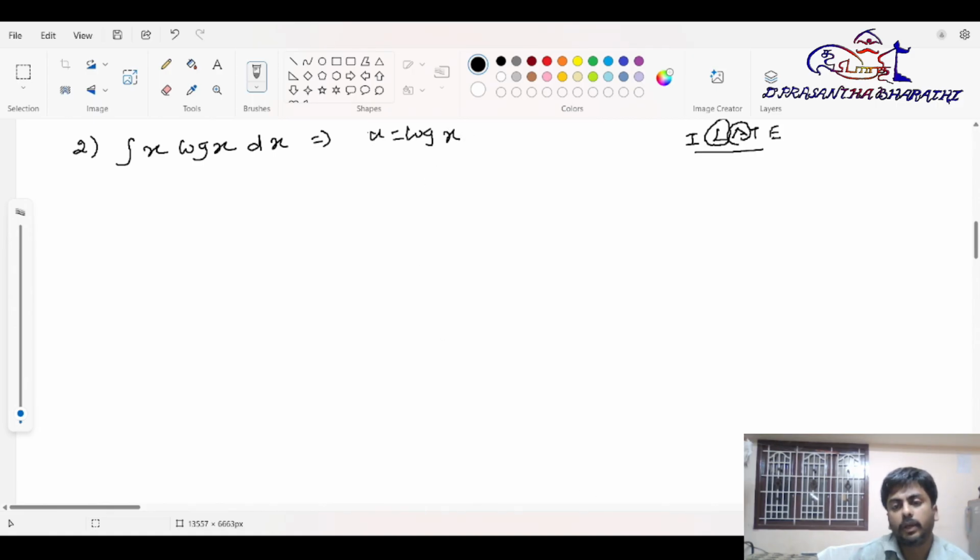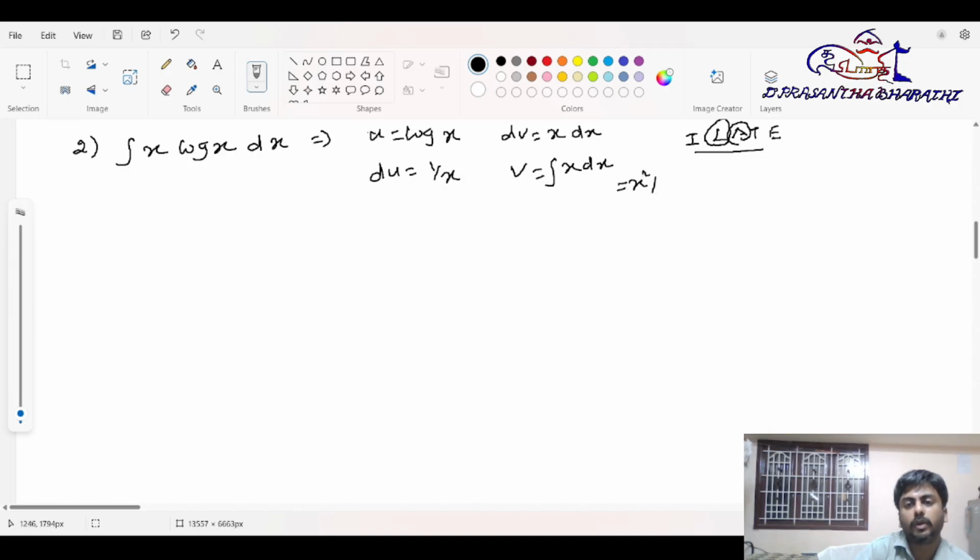U equal to log x, then dv equal to x dx. You have to choose like this only. Then du equal to 1 by x, v equal to integration of x dx, that is equal to x square by 2.